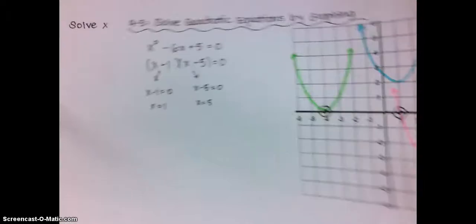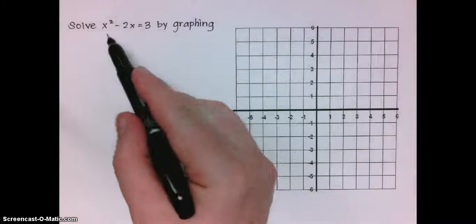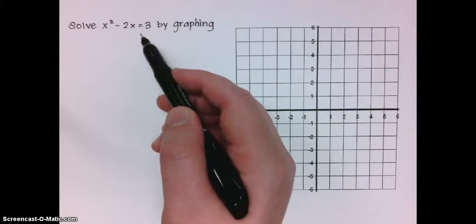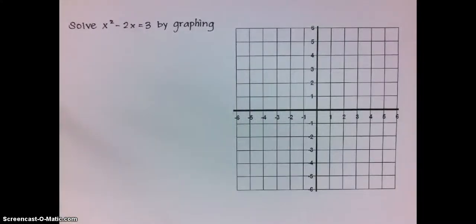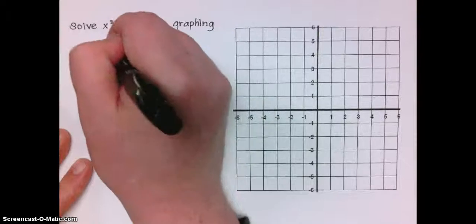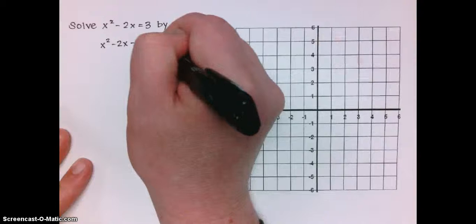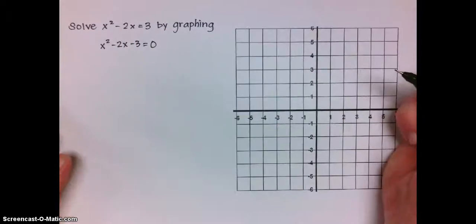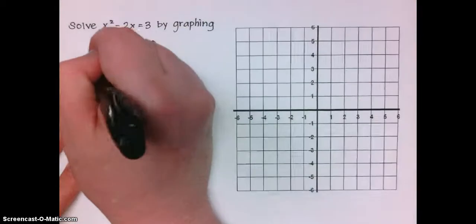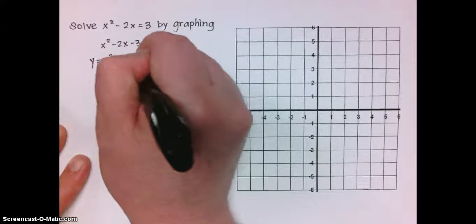So the first equation that I want us to graph is x squared minus 2x equal to 3. And we're going to solve this by graphing. So first, why don't we rewrite it so that it equals 0. So I'm going to move the 3 to the other side. So it's going to be x squared minus 2x minus 3 is equal to 0. Now, I would be able to solve this by factoring, but instead I want to solve it by graphing. Okay, so it's going to be graphing the function y is equal to x squared minus 2x minus 3.